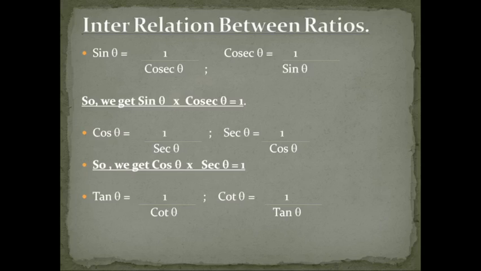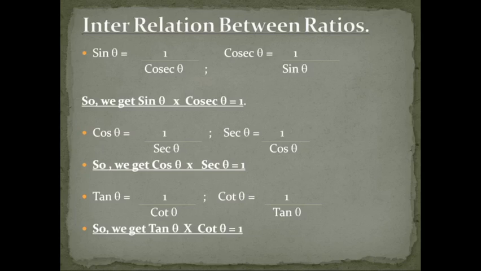And lastly, tan theta is equal to 1 upon cot theta. And cot theta is equal to 1 upon tan theta. Again, if we cross multiply this whole equation, we get tan theta into cot theta is equal to 1. Okay, my dear friends? Fine.